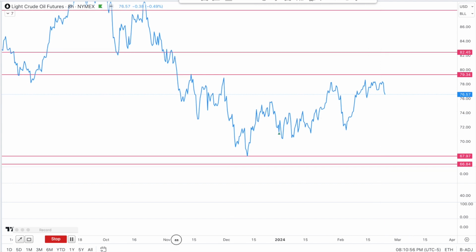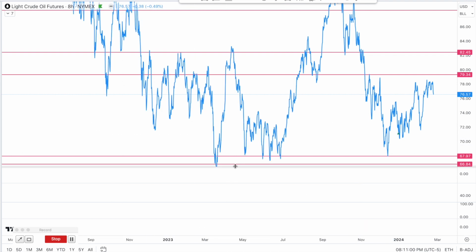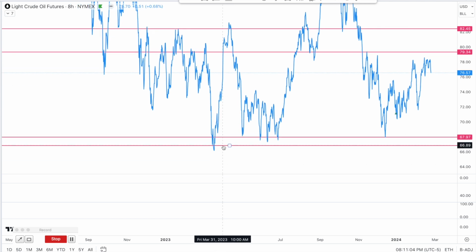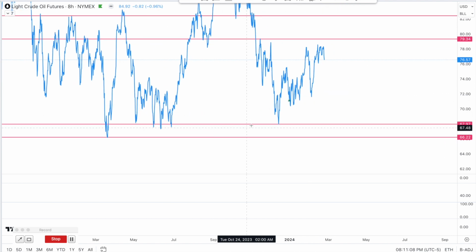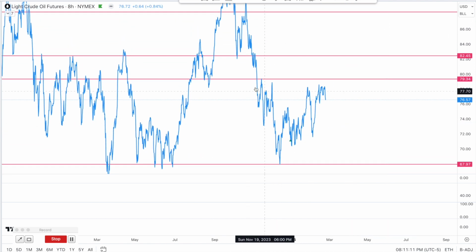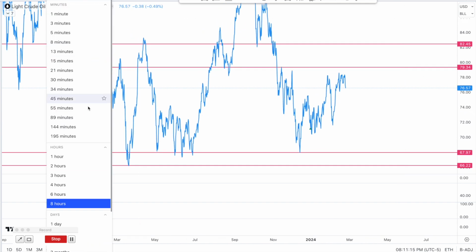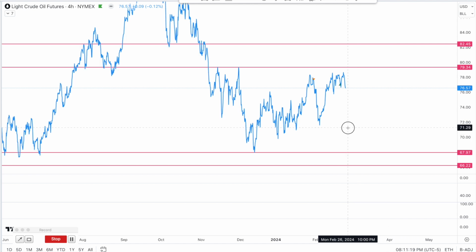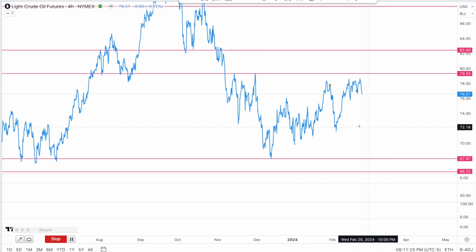And also, while we're on the 8 hour, let's go back over here and see where this low was. Let me expand that. Let's see. I'm going to move this all the way down to the low, and I'm going to leave that one there. Okay, so now let's hop down to the 4 hour chart and take a look. Yeah. So, okay, this is kind of making sense to me.